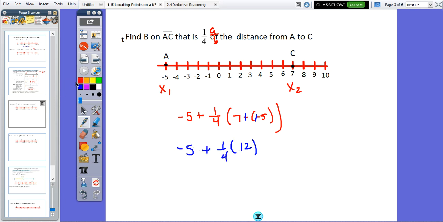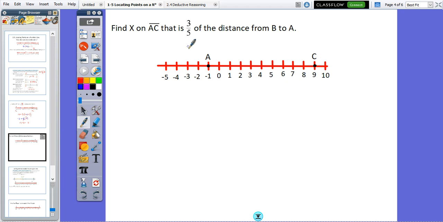If you don't remember how to do fractions, remember the bottom number is what you divide by. 4 can go into 12 3 times. So then we got -5 plus 3, and we end up getting the answer of -2. So this value -2 is 1/4 of the distance from A to C.